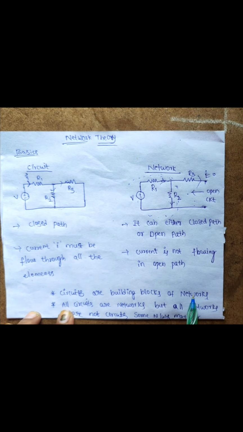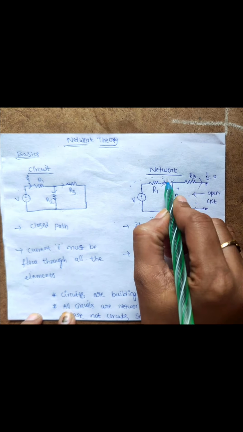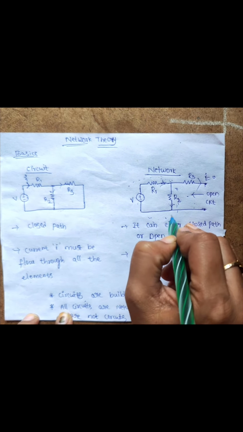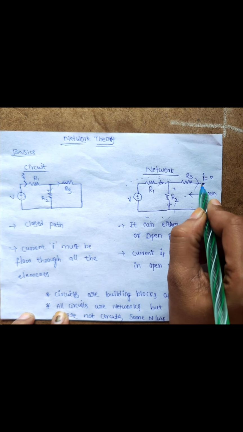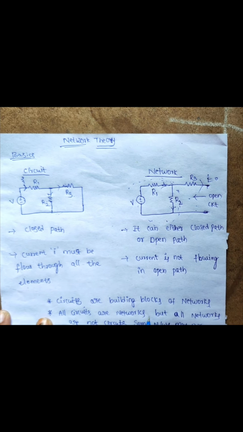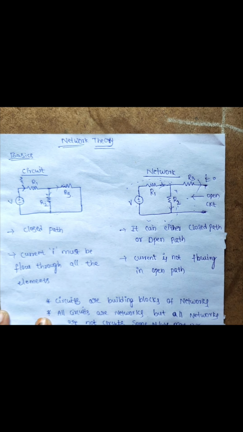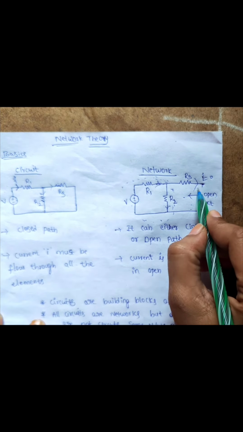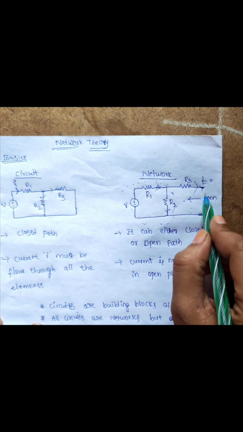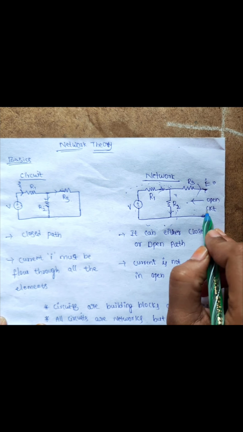Circuits are building blocks of networks. Means in this network, it is a closed path, so it is a circuit. It is one block of circuit in the network. It is open here. All circuits are networks, but all networks are not circuits. Some networks may or may not be circuits. Here this network is not a closed path, so this is not a circuit.